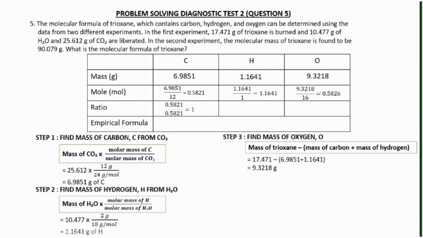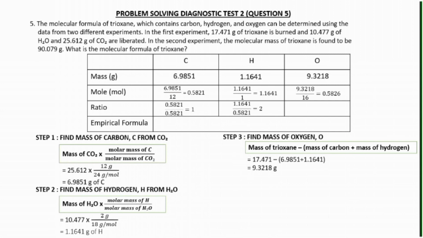So next we need to find the ratio. The ratio is mole divided by the smallest mole. The smallest mole is 0.5821. So all of these moles we can divide by this mole. The ratio for carbon is 0.5821 divided by 0.5821, and then we get 1.